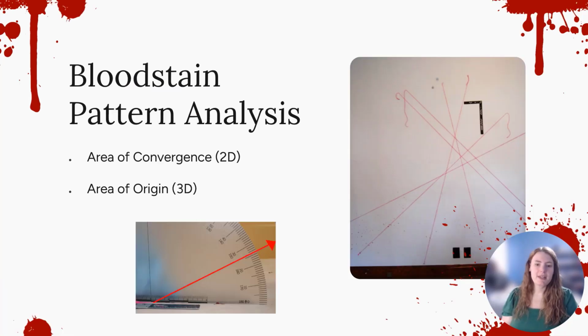To help investigators reconstruct the events that caused the bloodstain, they will use the directionality and the angle of the blood impact to determine the approximate location from which the blood originated. Using the directionality only, investigators can determine the area of convergence, which is the two-dimensional identification of the location of impact. Adding in the angle of impact, investigators can identify the area of origin, and that's the three-dimensional location of the impact. This three-dimensional impact will not only give us the height and width of the impact location, but also how far away from the surface that the impact occurred.